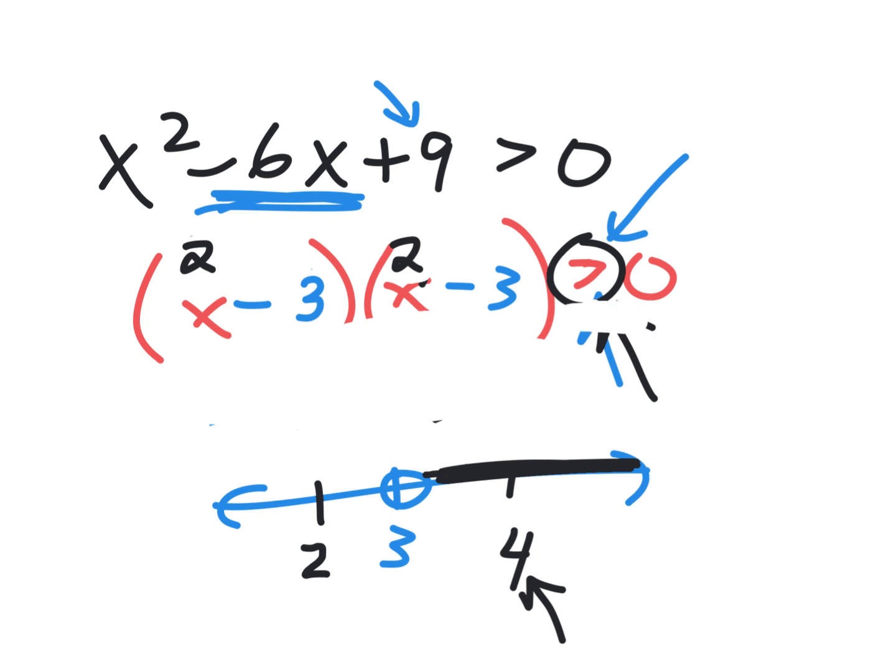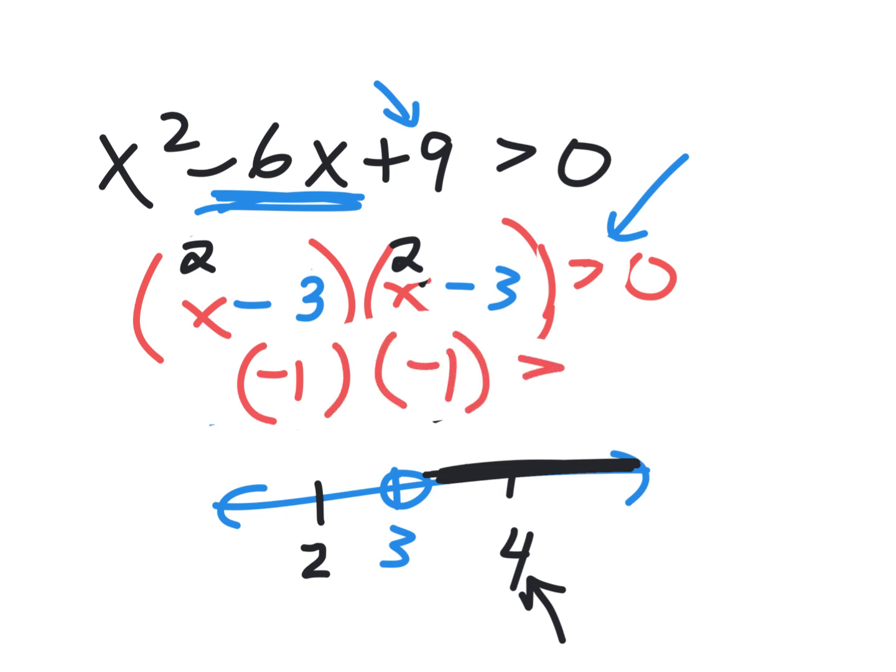Jack, can you walk me through testing 2? So you put 2 in for x's. Yep. 2 minus 3 is negative 1 times negative 1, and it's supposed to be bigger than 0. Positive 1 is bigger than 0. Seemed like it worked. And it did work. So the answer was everything except 3.